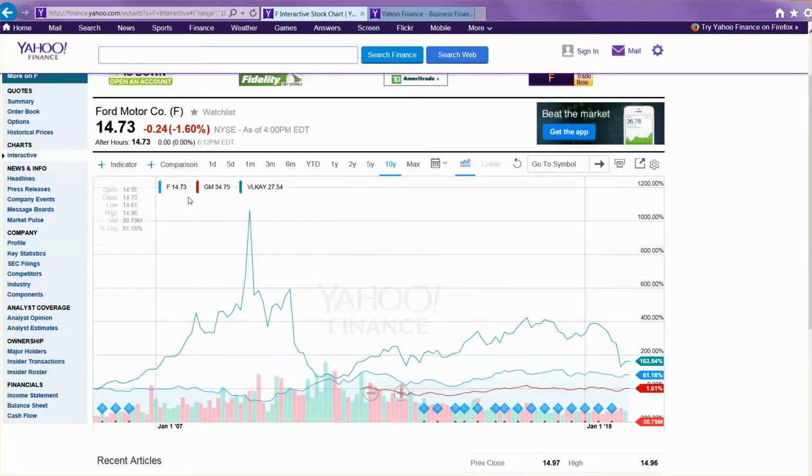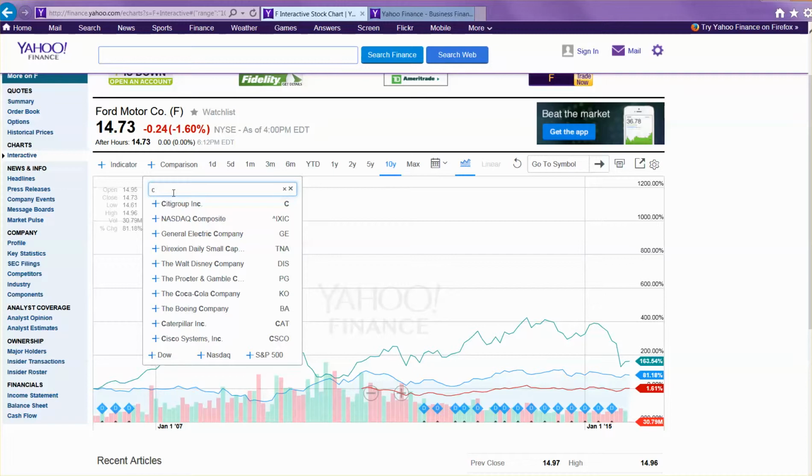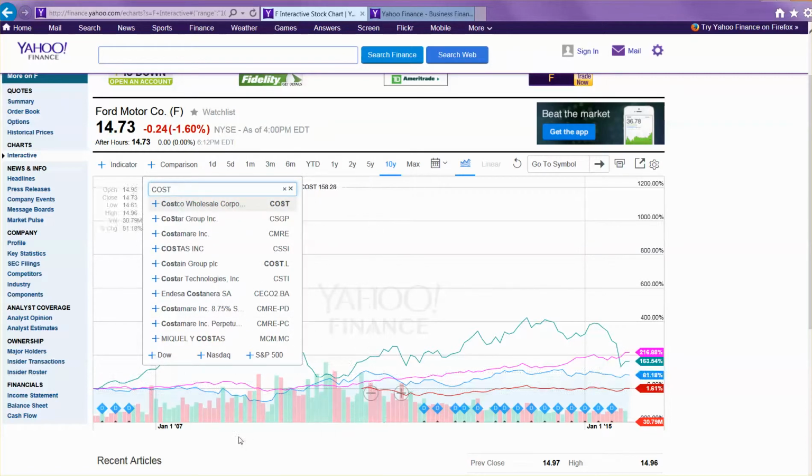And now I'm going to add another company that's not a car manufacturer. I will add, oh, I don't know, Costco. So here's Costco. And since Costco's in a different industry, it's not going to move in exactly the same way as the car manufacturers are. But you may see some positive co-movement. I think that one might be hard to discern here.